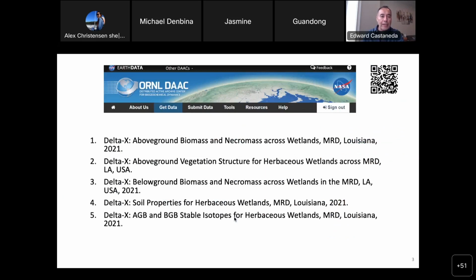As part of the inventory of data, we have assessed seasonal and spatiotemporal changes in above ground biomass and necromass of herbaceous wetlands in these sites. Also, above ground vegetation structure, below ground biomass and necromass, and soil properties, including changes with soil depth. And we also determined foliar and root content of stable isotopes, carbon and nitrogen, that we can use to assess the environmental conditions in vegetation dynamics.